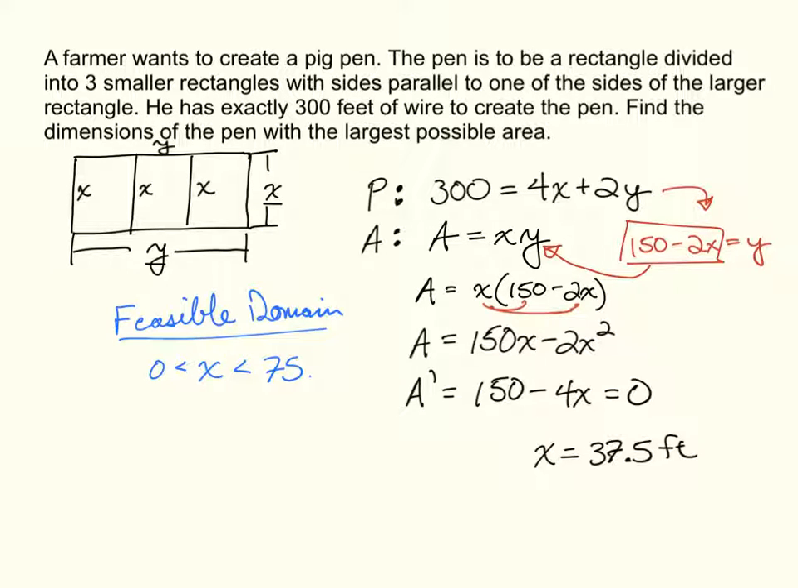What's left is to find out what is the dimension of y. And when you take this value and you substitute it back into this equation for x, you will see that y equals 75 feet. Here are the dimensions which give the largest area to the pen.